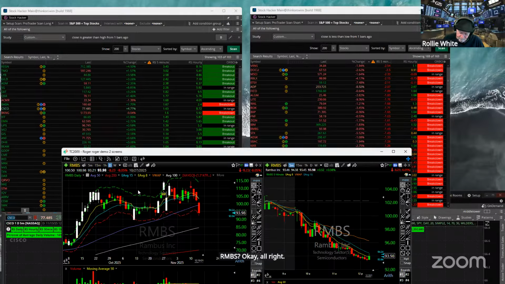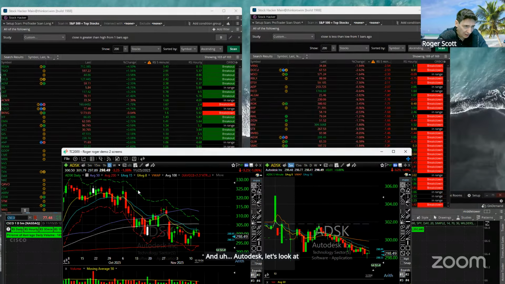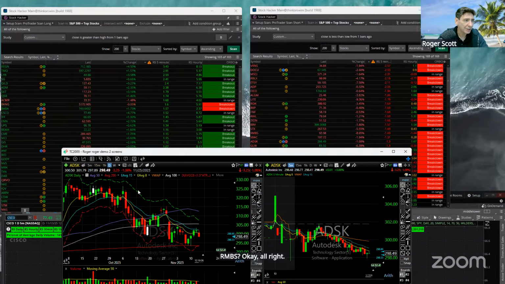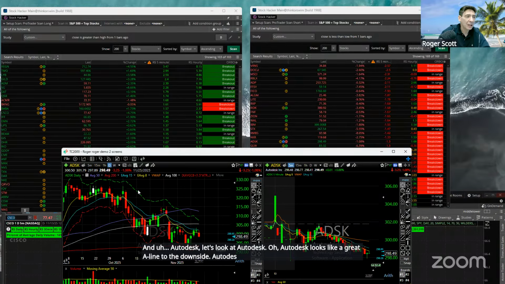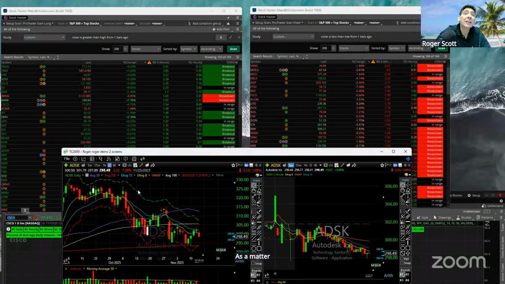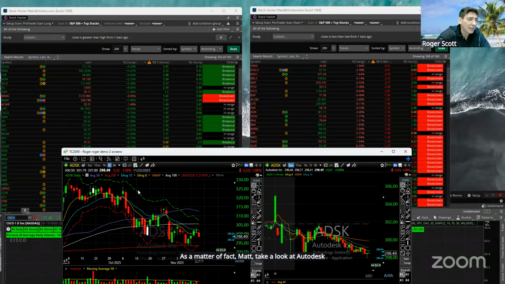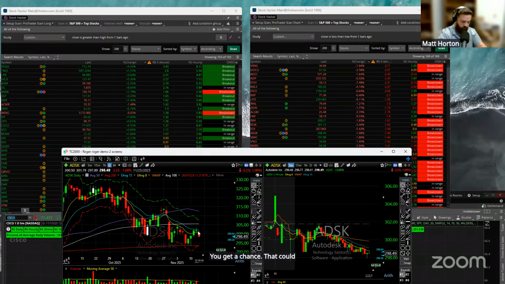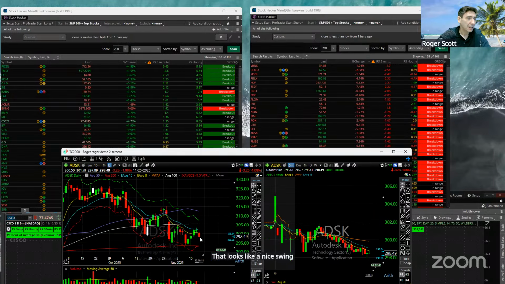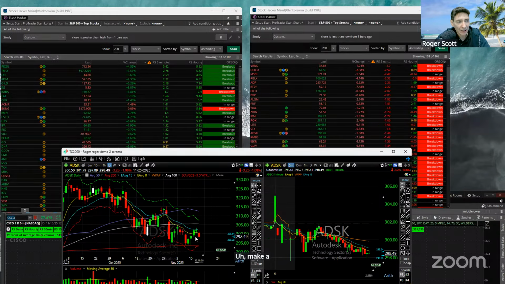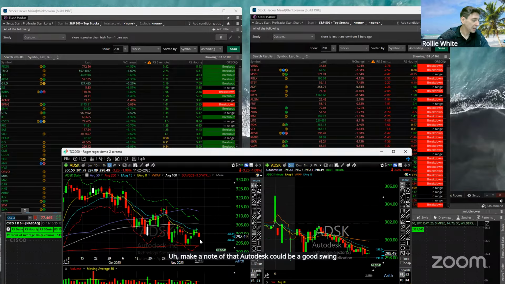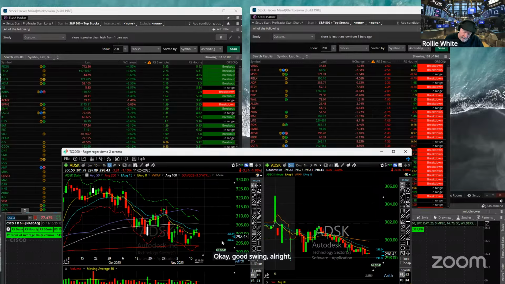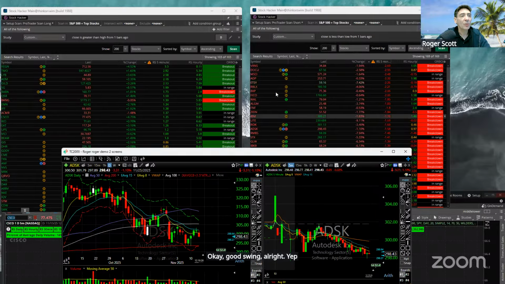And Autodesk. Let's look at Autodesk. Autodesk looks like a great line to the downside. As a matter of fact, Matt, take a look at Autodesk, ADSK, to the downside when you get a chance. That could be a nice swing. That looks like a nice swing right there, actually. Make a note of that. Autodesk could be a good swing, Raleigh. I figure since you're already keeping track of this stuff.